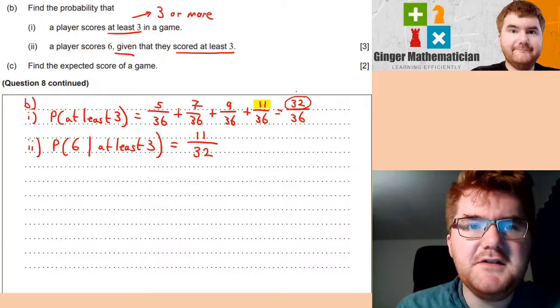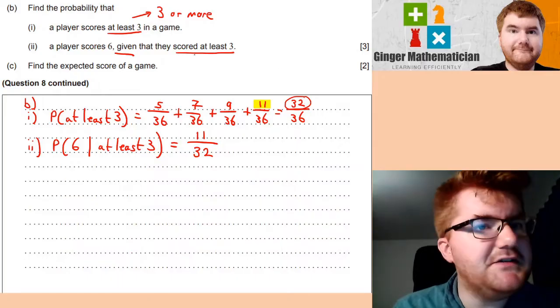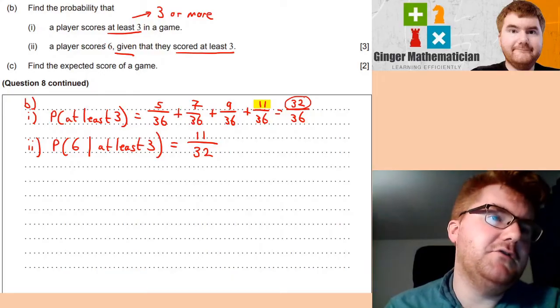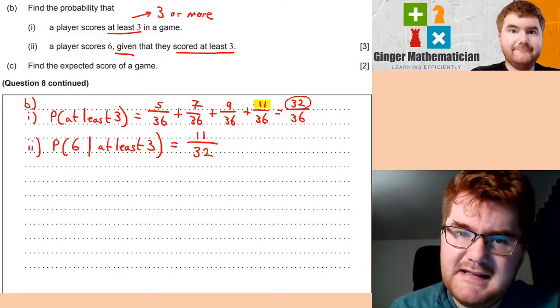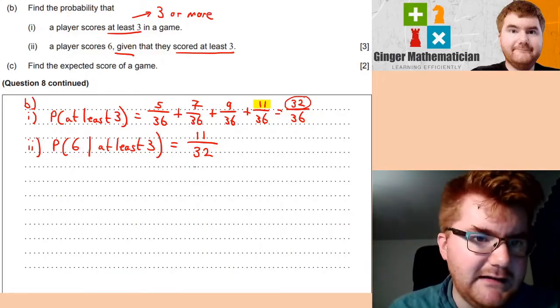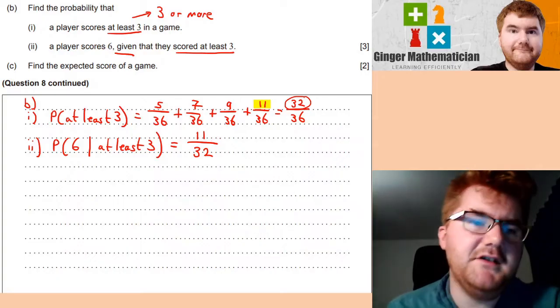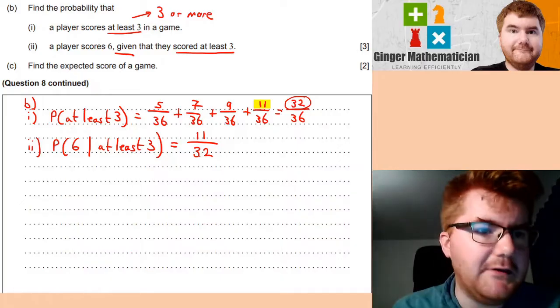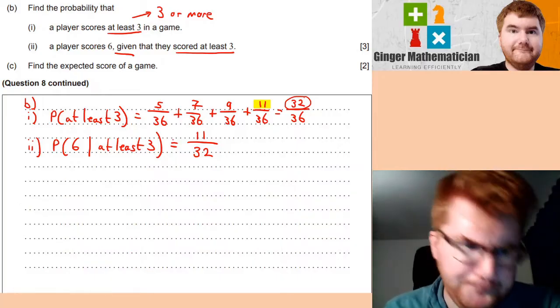So out of the 32 possibilities, given they scored at least a 3, how many of those give a score of 6? Well, that's going to be the 11. So we get our final answer here of 11 out of 32. Now, there is a formula on the formula sheet you can use to also calculate and give you the answer.